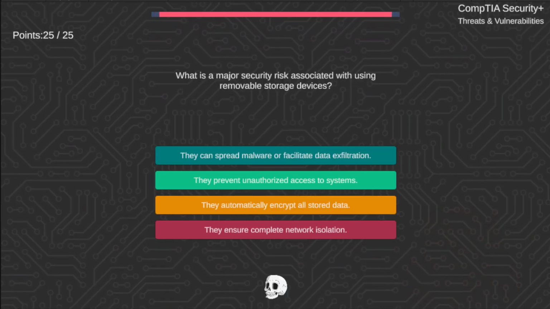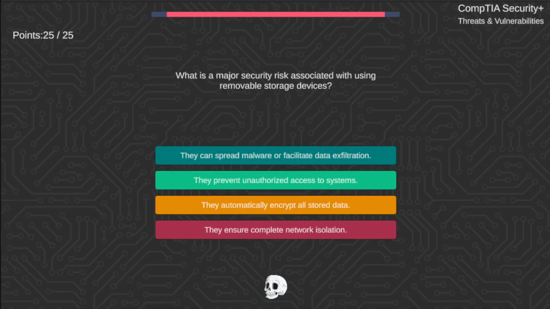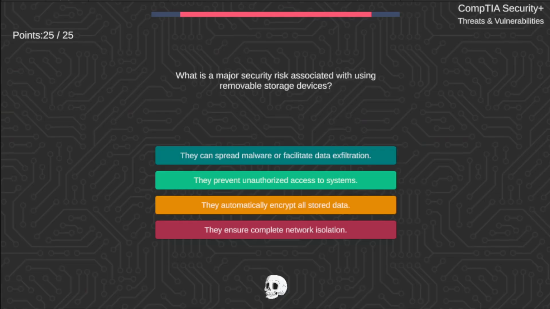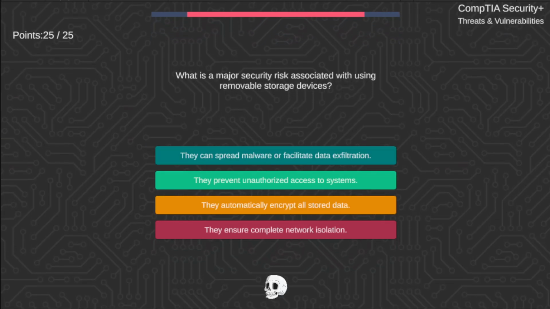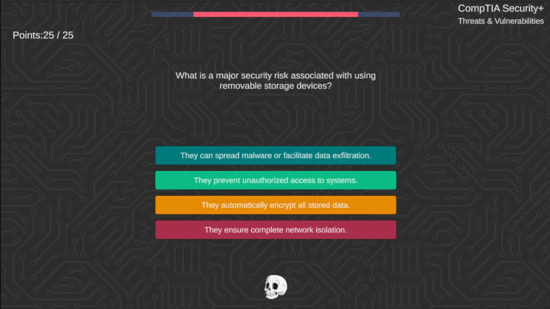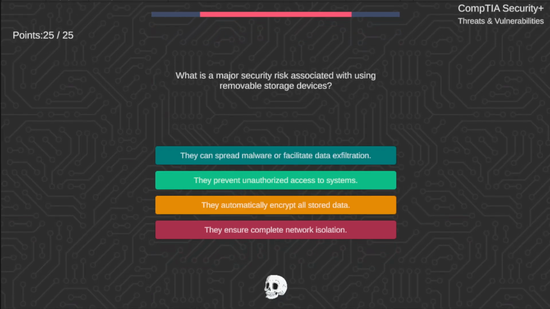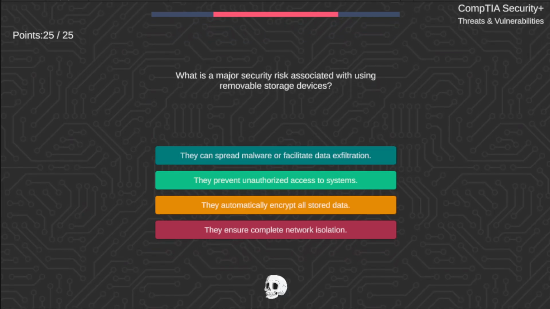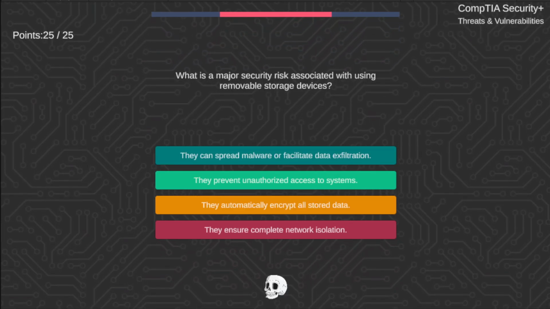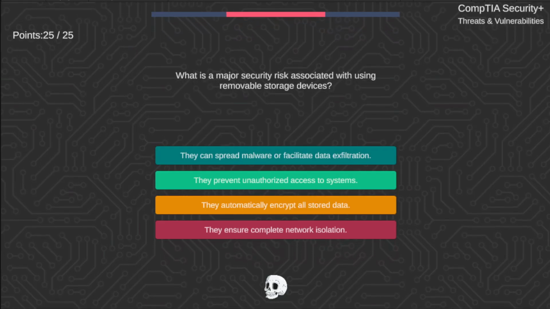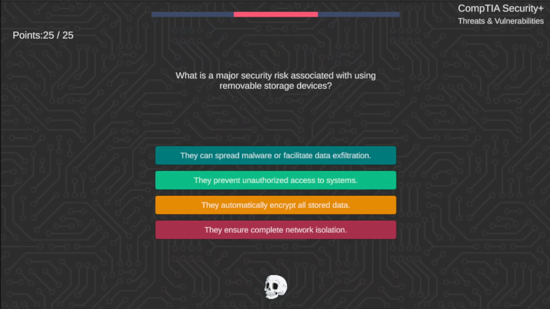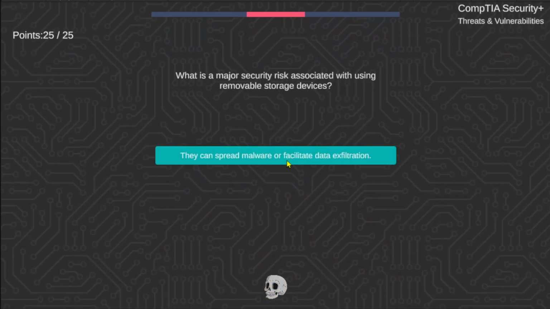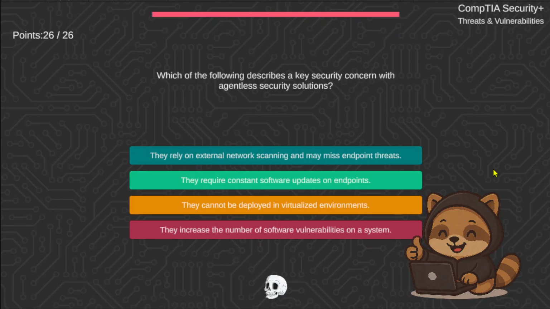What is a major security risk associated with using removable storage devices? They can spread malware or facilitate data exfiltration. They prevent unauthorized access to systems. They automatically encrypt all stored data, or they ensure complete network isolation. Correct answer is they can spread malware or facilitate data exfiltration.